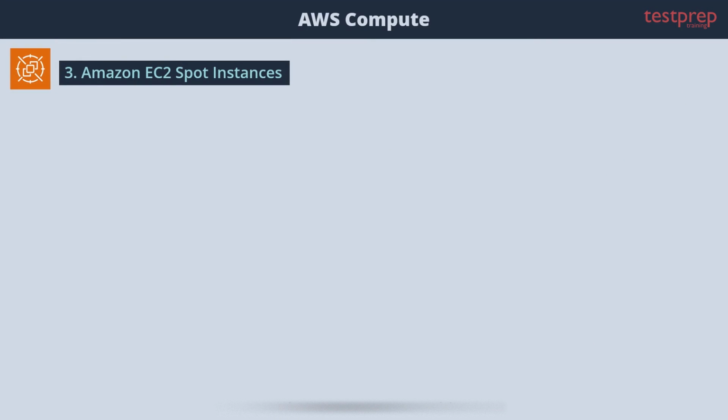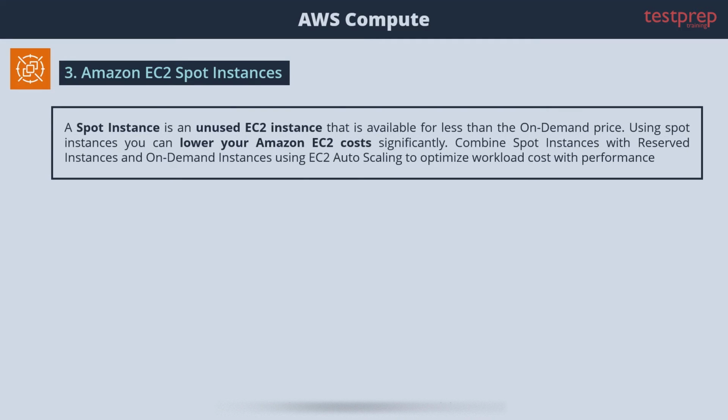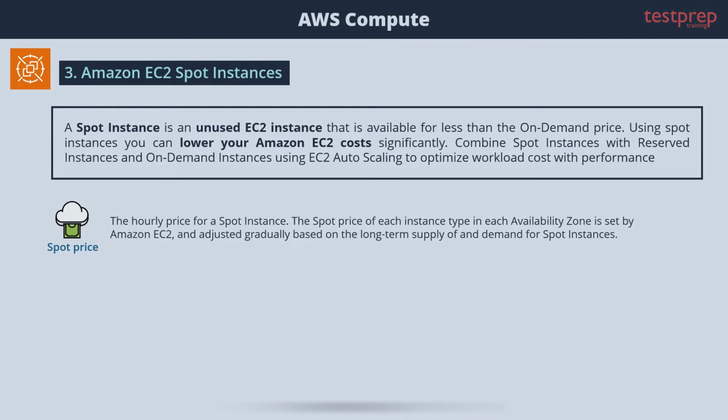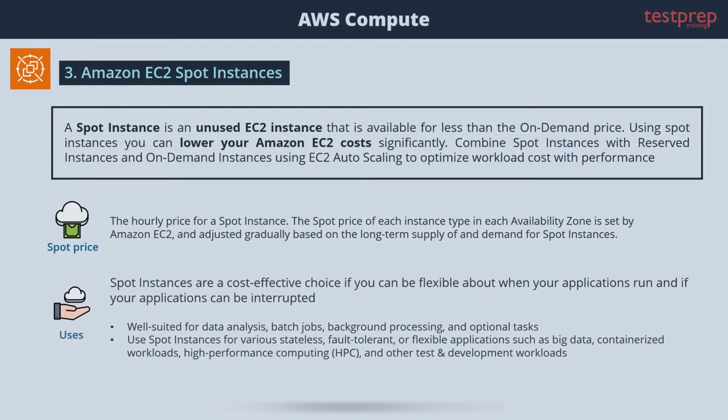Amazon EC2 Spot Instances. A Spot instance is an unused EC2 instance that is available for less than the on-demand price. Using Spot instances, you can lower your Amazon EC2 costs significantly. Combine Spot instances with reserved instances and on-demand instances using EC2 Auto Scaling to optimize workload cost with performance. The hourly price for a Spot instance is called a spot price, and the spot price of each instance type in each availability zone is set by Amazon EC2 and adjusted gradually based on the long-term supply of and demand for Spot instances. Spot instances are a cost-effective choice if you can be flexible about when your applications run, and if your applications can be interrupted.